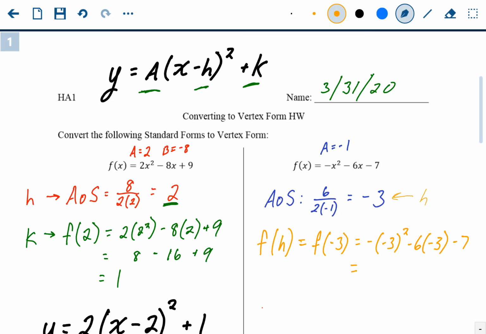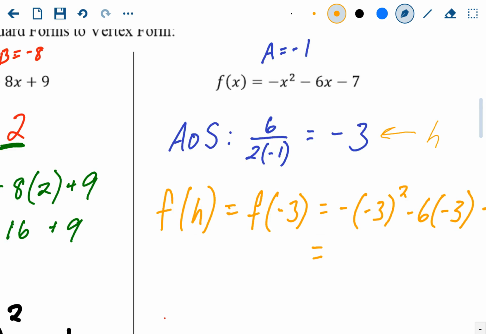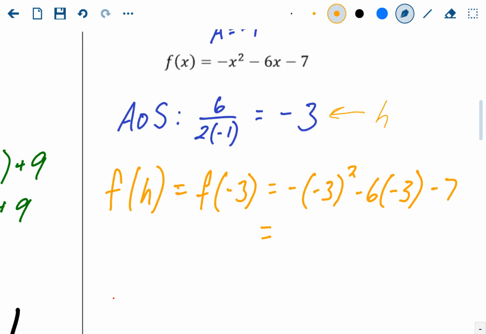Negative 3 squared, remember order of operations, you have to do the exponent first. So negative 3 squared is 9, but then the negative up front makes it negative 9. Negative times a negative, negative 6 times negative 3 is positive 18, minus 7. Okay. So negative 9 plus 18 is 9, minus 7 is 2. That's your k value.